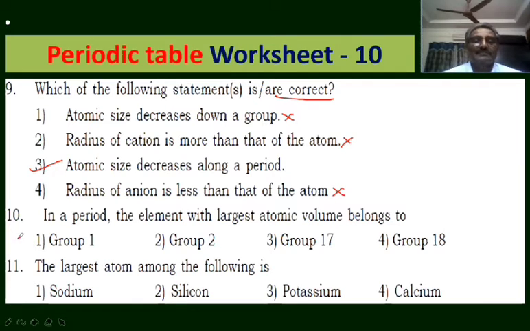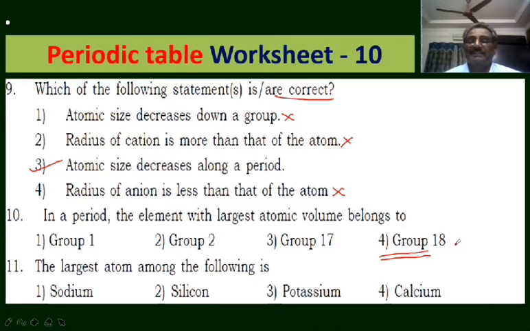Next, 10th question. In a period, the element with the largest atomic volume belongs to dash. When we move from left to right in a period, the atomic volume, that is atomic size, gradually decreases. Except if you consider only covalent radii or crystal radii, the first group elements, that is group 1 elements, have the highest atomic volume. But the group 18 elements, the last group elements, also have the highest volume, because the volume measured here is the van der Waals radius.